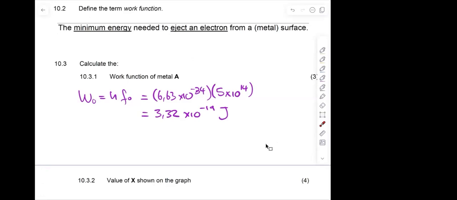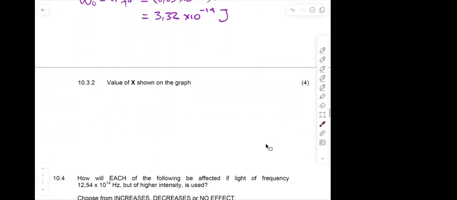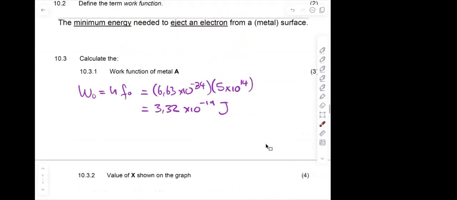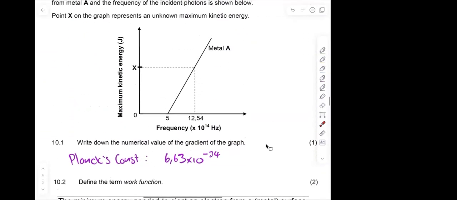Awesome. Let's do 10.3.2. They want us to find the value of X shown on the graph. Let's quickly go back to our graph and see what that value of X is. The value of X is this one here. It says, what is the maximum kinetic energy when the frequency of my light is 12.54 times 10 to the power of 14? Well, we can work that one out a number of ways, right?